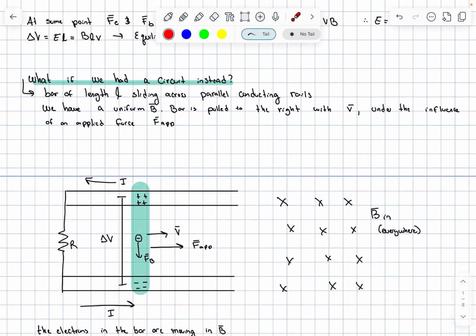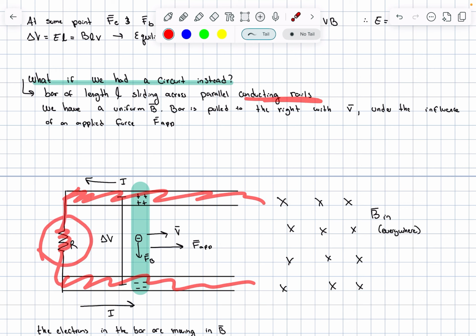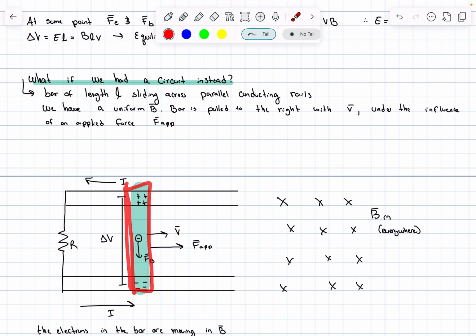It's the exact same setup. So here we have a bar of length L sliding across parallel conducting rails. So this is a conducting rail. We also have a conducting wire that has a resistance R here. This is what we had before. This is our conductor, right? And it's moving with a velocity to the right like we had before.